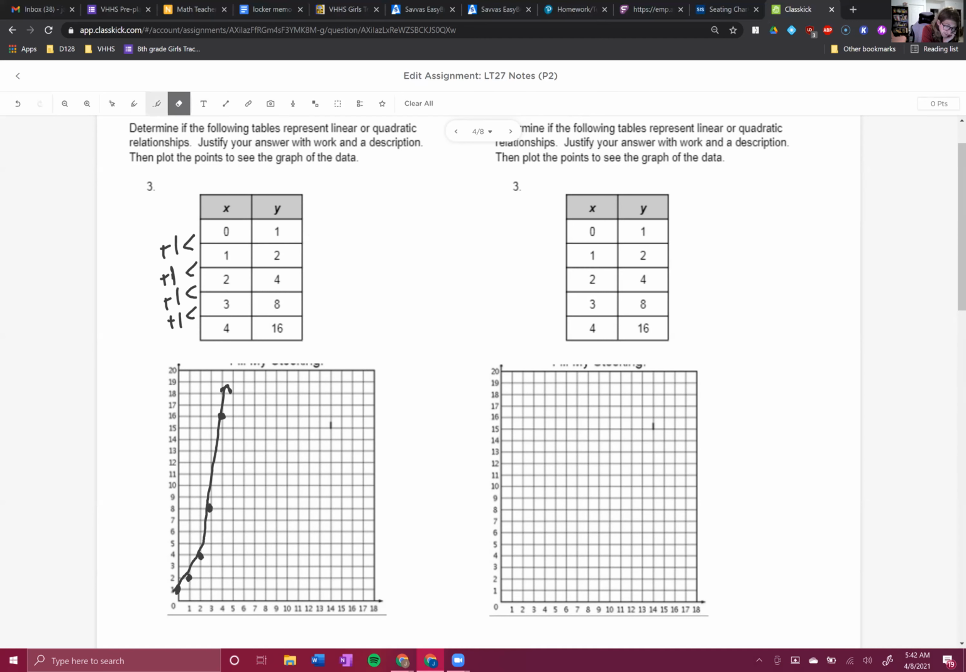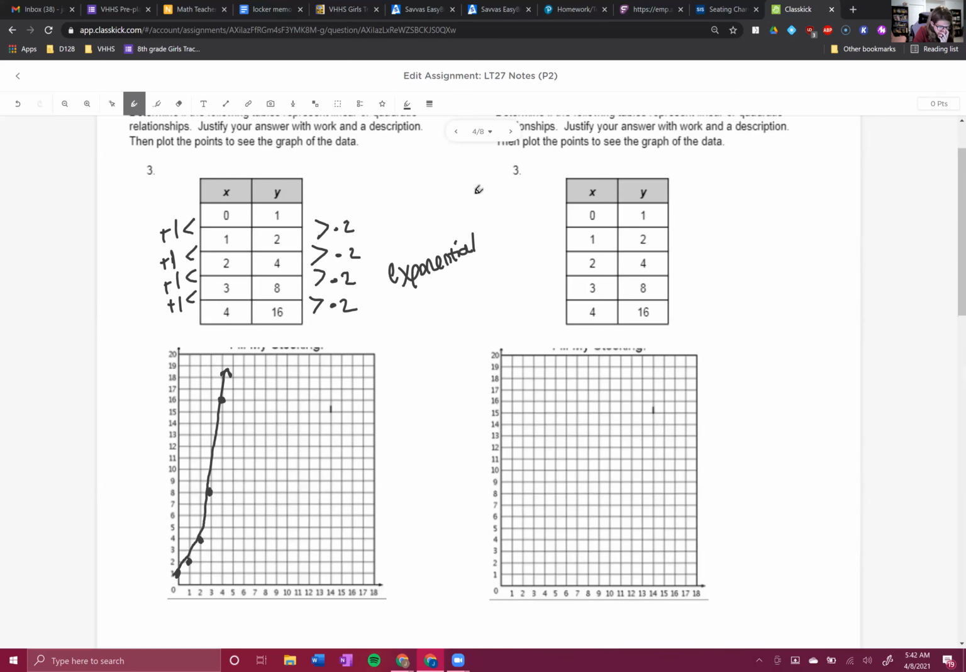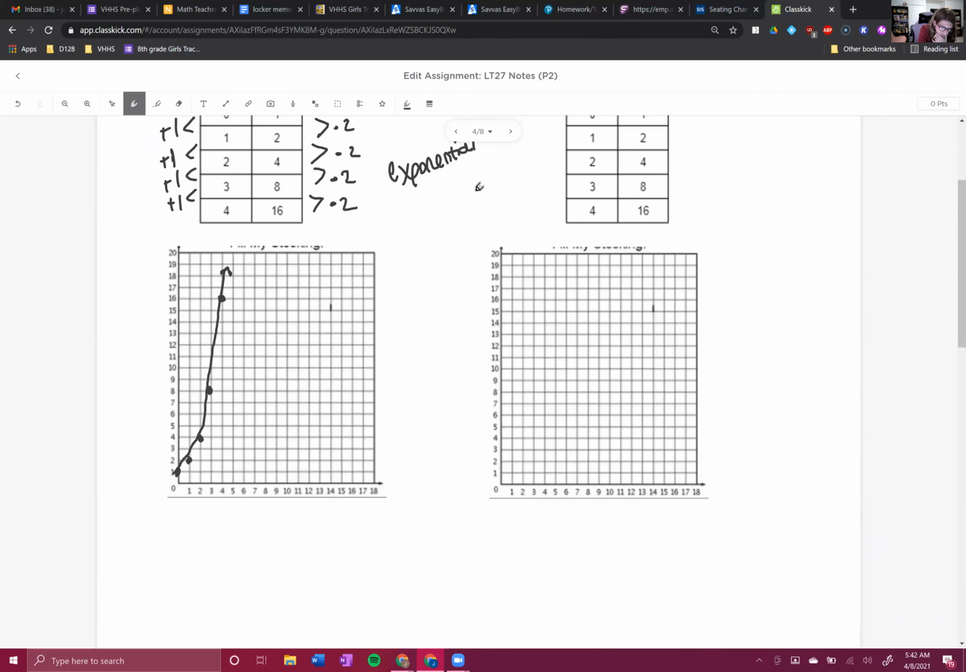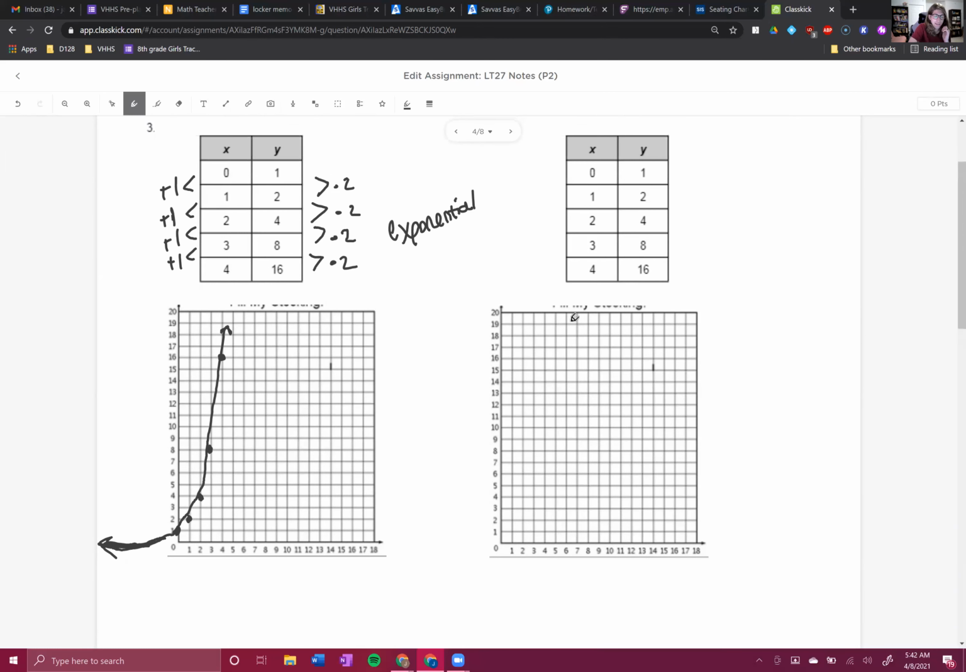How else can we get from 1 to 2? We can multiply by 2. And then 2 to 4, we can multiply by 2. 4 to 8, multiply by 2. 8 to 16, multiply by 2. This is going to be exponential. If we were to see the rest of this graph, it's actually going to kind of curtail off and become almost flat. So we'll not go back upwards like a parabola might.